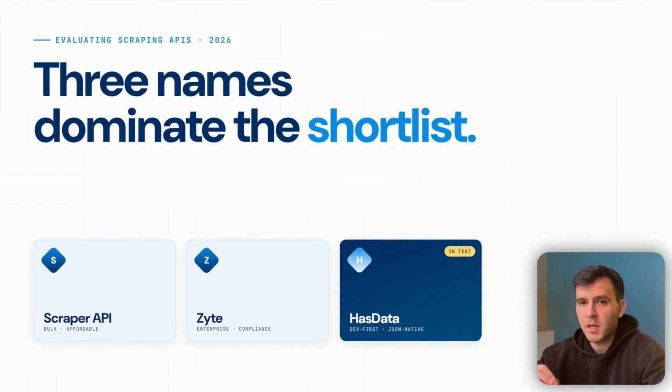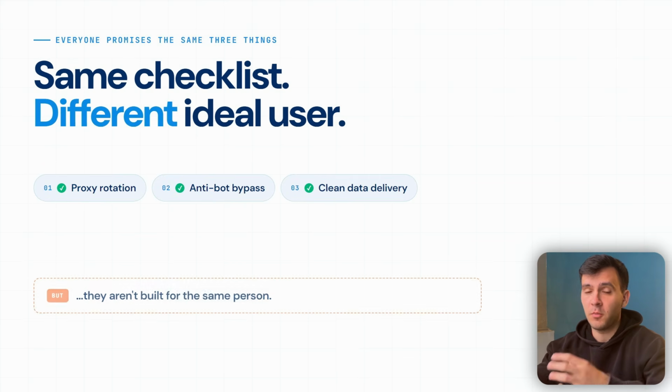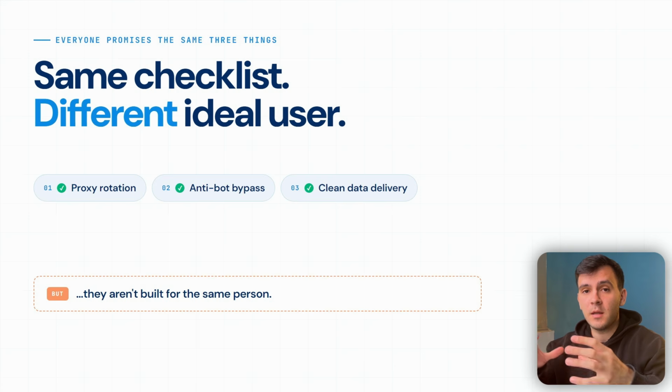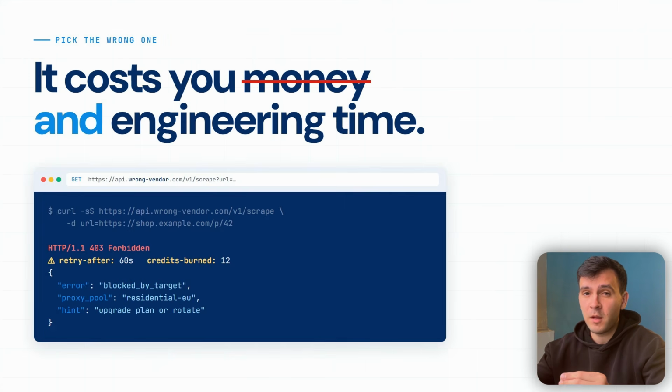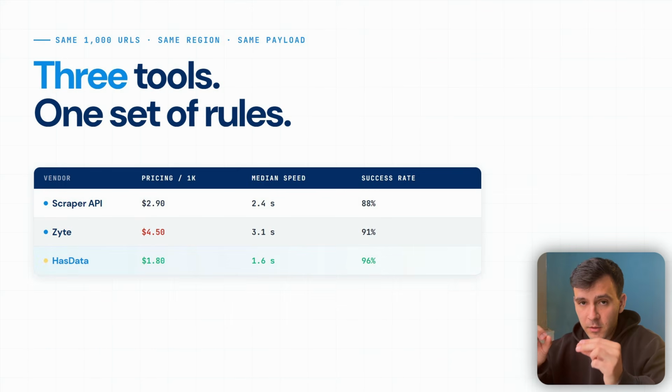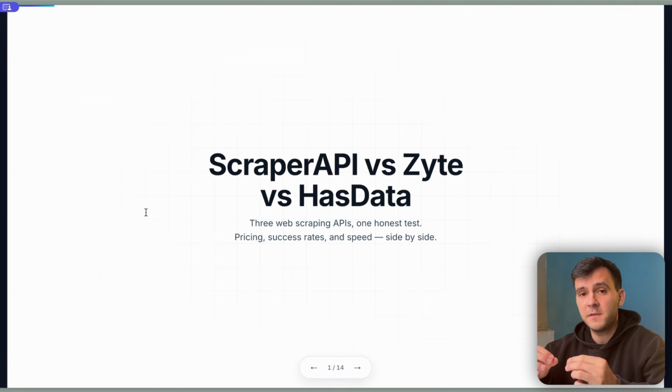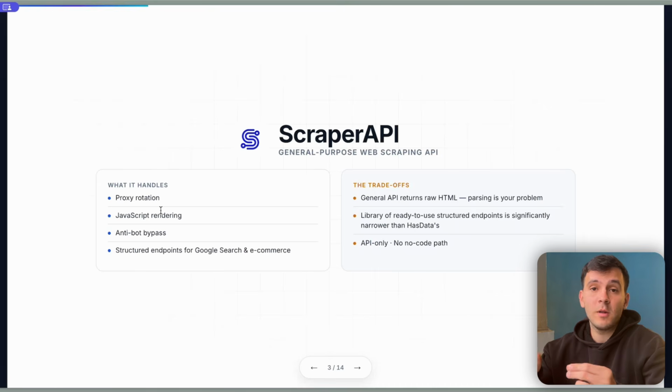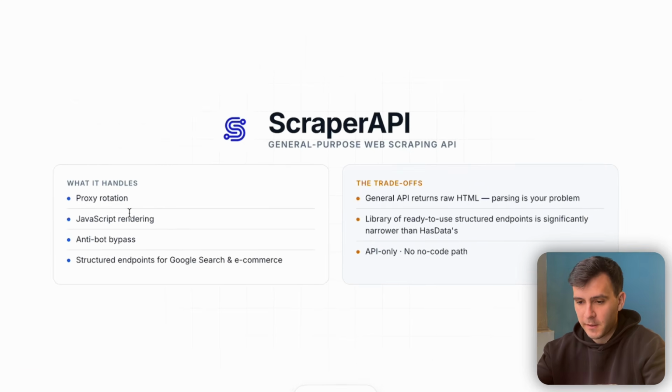If you are evaluating web scraping APIs, you've probably landed on three names: ScraperAPI, Zyte, and HasData. They all promise to handle proxy rotation, anti-bot bypass, and clean data delivery, but they are not built for the same person. If you're looking for a reliable web scraping API, picking the wrong one will cost you money or engineering time. I run all three tools through the same criteria: pricing, speed, and success rates, so you don't have to. In this video, I'm going to show you what I found out so you can make the right call for your needs. So let's start with the first one, ScraperAPI.